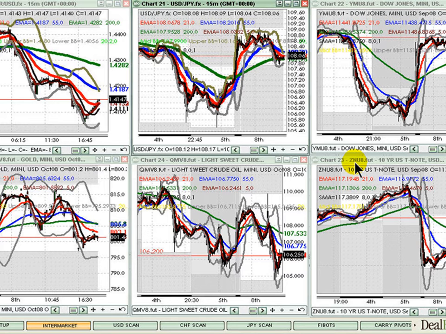So if I saw the euro-yen going up, but the stock market was falling, I might say to myself, it's going the wrong way. I either need to find out why the euro is really strong or start looking for tops on that pair, because it's going to come back around.